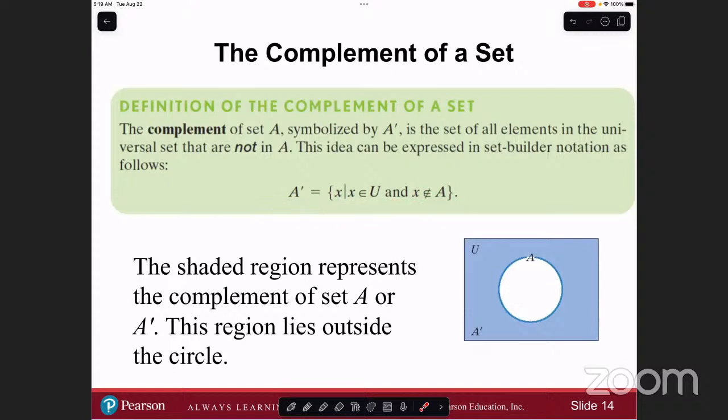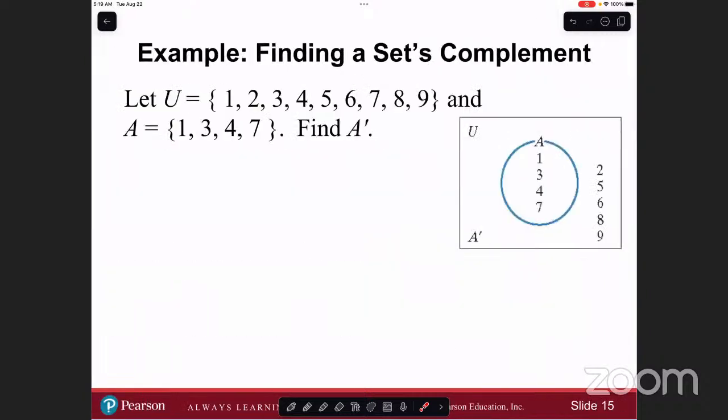So the shaded region represents the complement of set A, or A prime. This region lies outside the circle. So A complement is going to be everything that's in our universal set but outside of the set in question. Okay, and in this instance, it's this dark blue shaded region here. That's A complement.